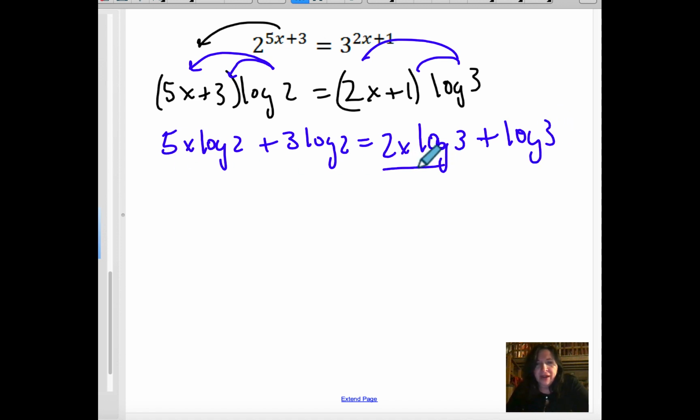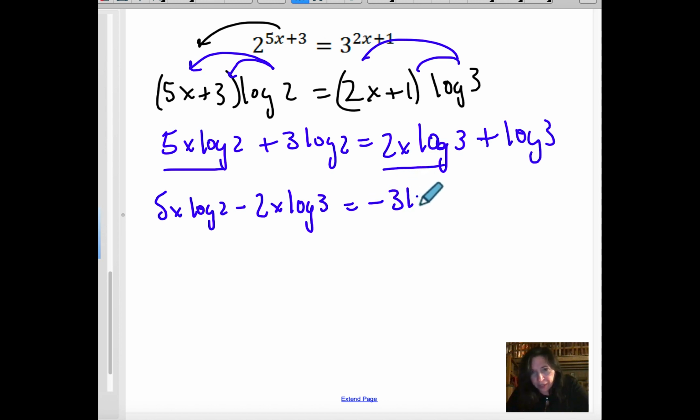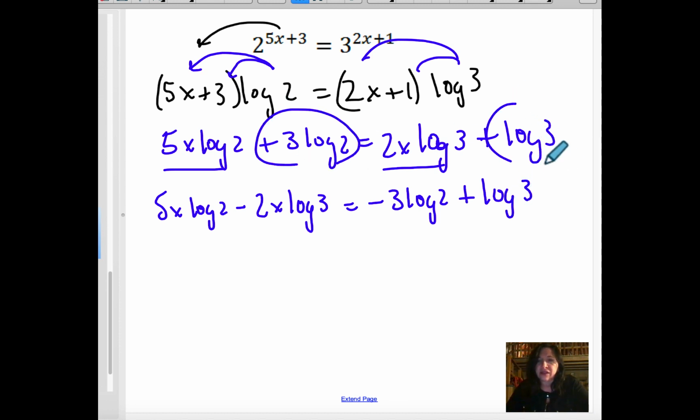And it looks like I got x's here and here. I'm going to move those over. So this is going over to the left. So we get 5x log 2 minus 2x log 3 equals, bring that over to the other side, negative 3 log 2 plus log 3. So this and this are together. So that went over there to be with that.